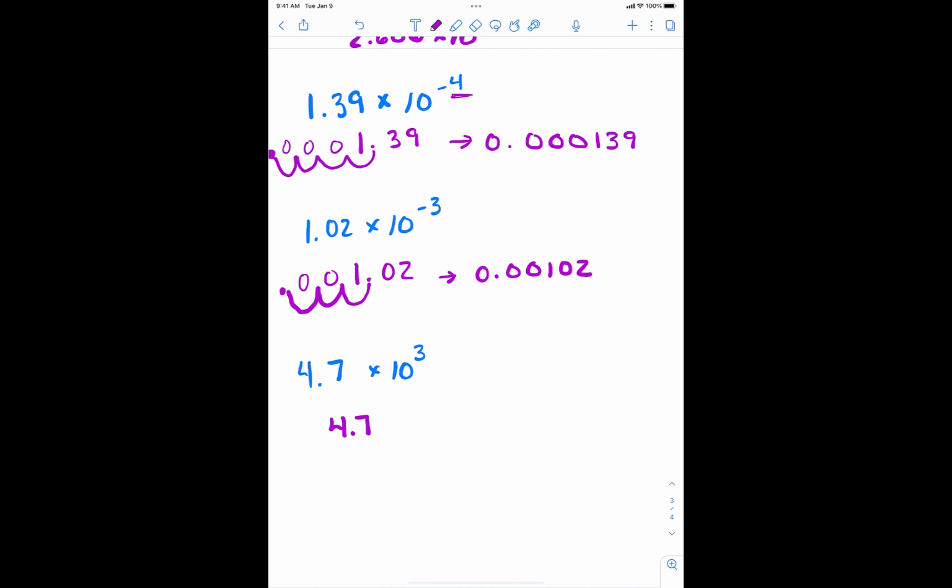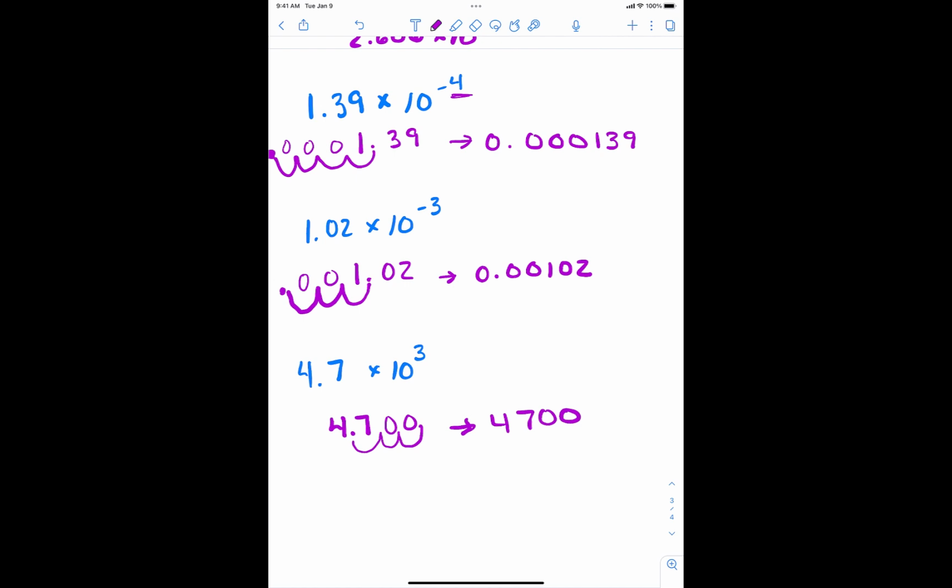In this case, we have 4.7 times 10 to the 3rd. Again, I'm going to start by writing out that number. I'm going to say 3 is a positive number. This is going to be a number that's bigger than 1. So I'm going to move my decimal to the right. And I'm going to say 1, 2, 3. I add a 0 and a 0, and this is 4,700.